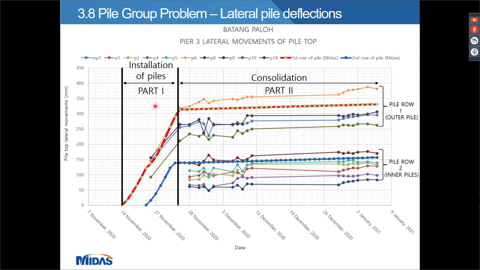There are 2 parts to the lateral movement. The first part is due to the installation of the spun pile, and the second part of the movement is caused by the consolidation of the induced pore water pressure. And these are our predictions for pile row number 1, and for pile row number 2. What I can say is that this prediction is quite encouraging. With that, I conclude the first working example.